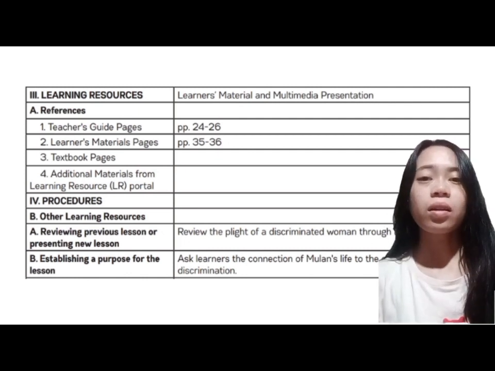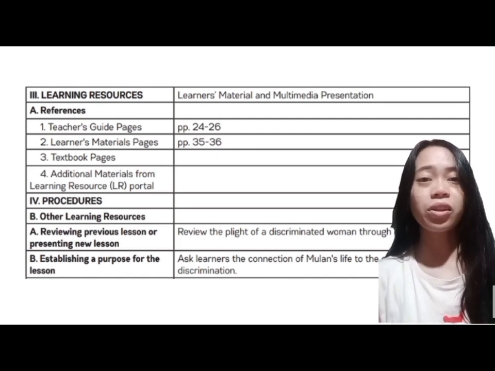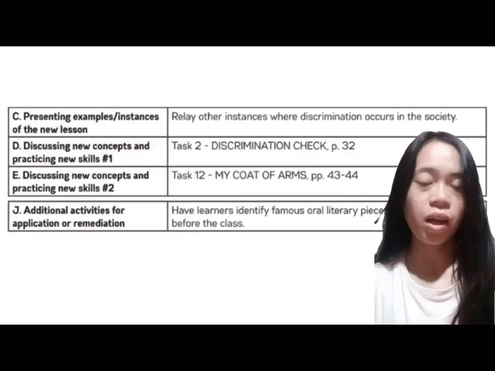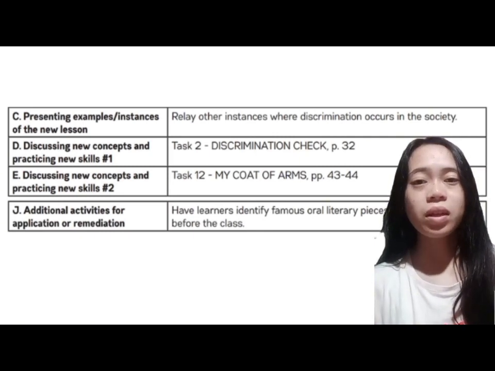So they review the life of a discriminated woman through a song. Letter B, establishing a purpose for the lesson and asking learners the connection of Mullen's life to the concept of discrimination. Letter C is presenting examples, instances of the lesson.